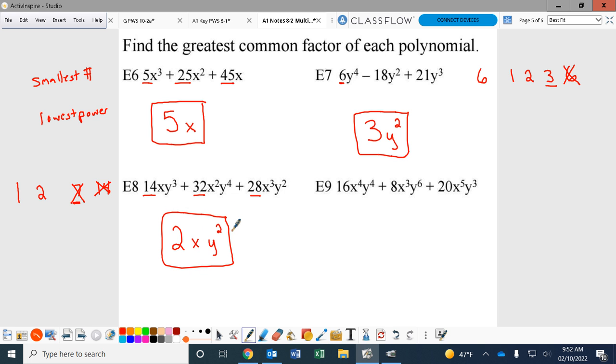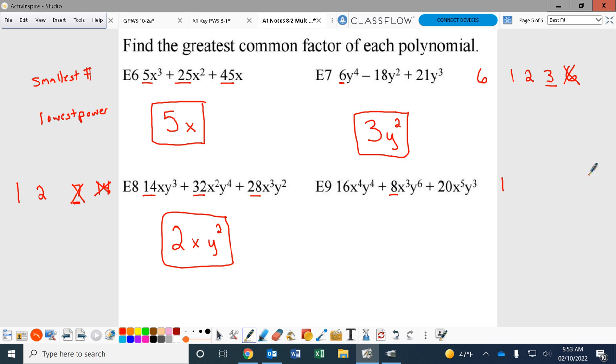All right, does anybody have any questions so far on finding GCFs? We're good? Okay, here we go. The smallest number out of these three is going to be what? 8. Does 8 go into 16? Does 8 go into 20? No, so we got to break it down.